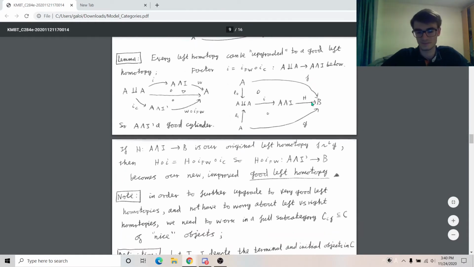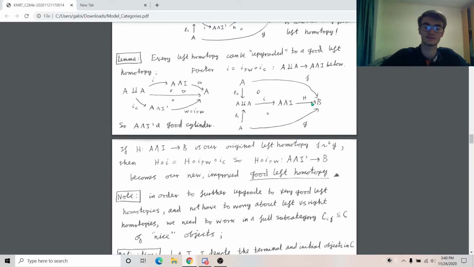In order to upgrade to very good left homotopies, so we don't have to worry about the choice of very good cylinder, and what the next step will also do for us is remove the need to distinguish between left and right homotopies, we need to restrict our category to a full subcategory CCF. And these objects are going to be very nice objects.